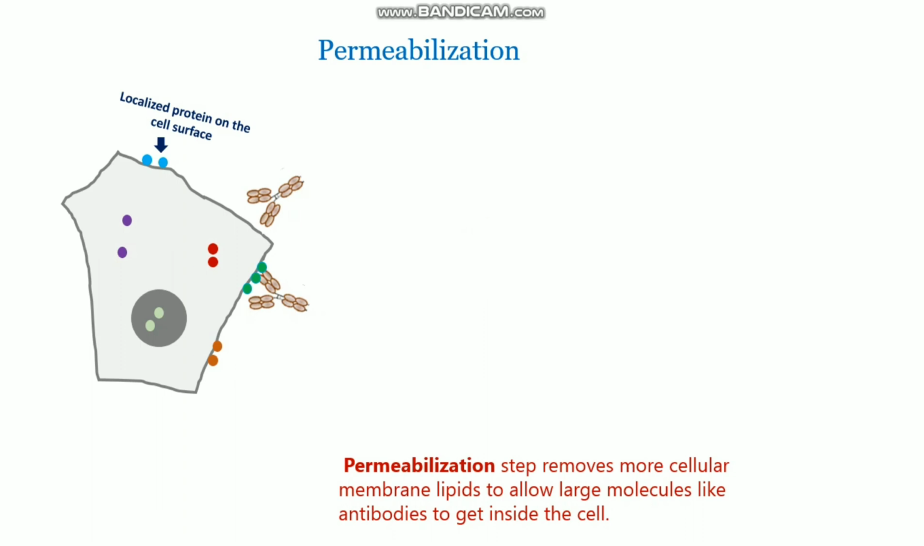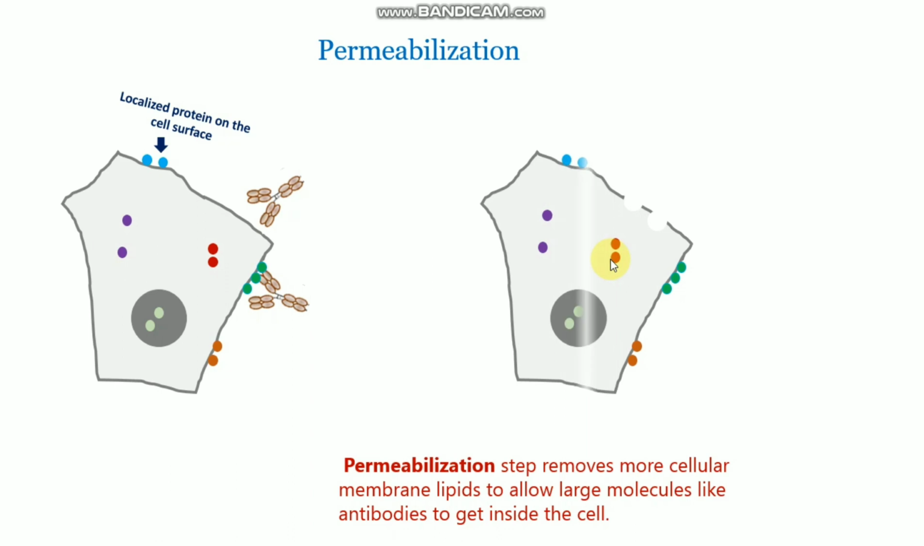So here the concept of permeabilization arises. In the case of an intact cell membrane, the antibody cannot enter and cannot bind with the target protein. So this is why we use permeabilization.